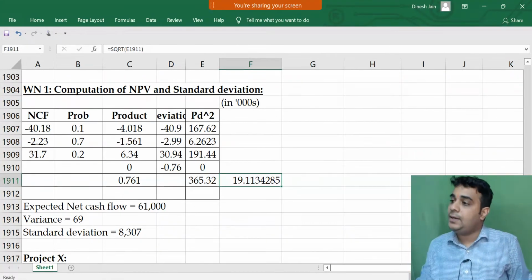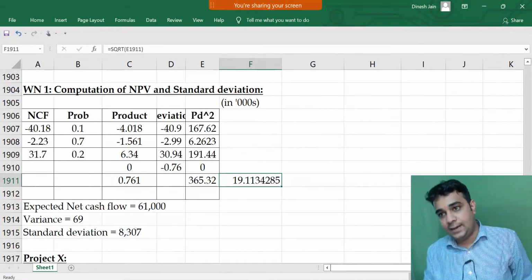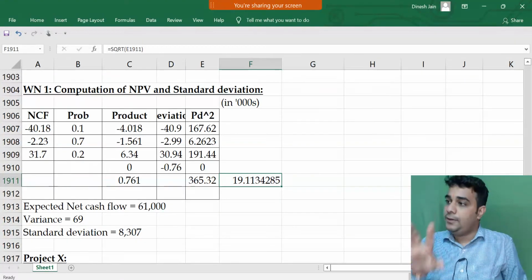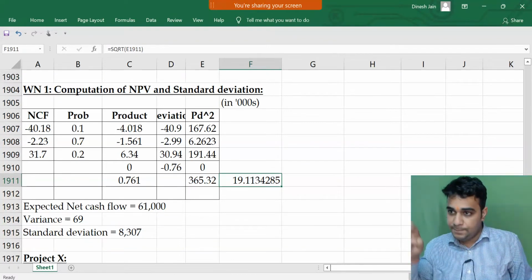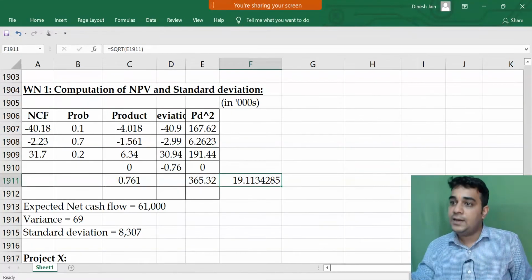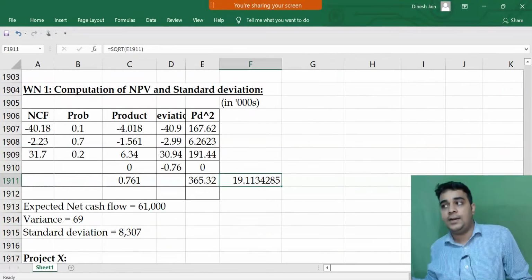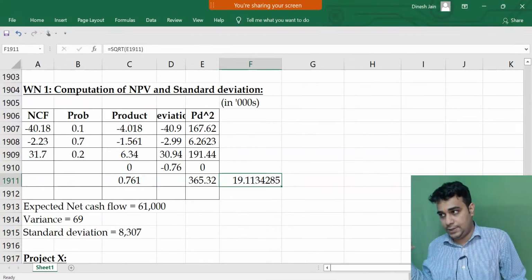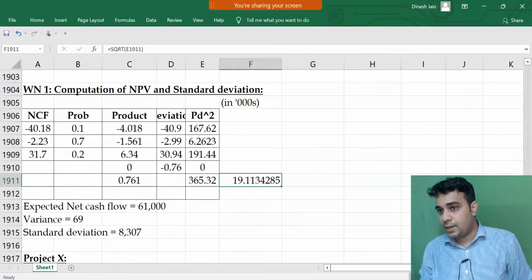If you want dependent and independent, then you will have to calculate the standard deviation and the expected cash flow individually for every year, and then follow that format, which is year, standard deviation, PVF, DSD, DSD square. So this format can give you only one standard deviation. It cannot give you two. Any doubts on this?